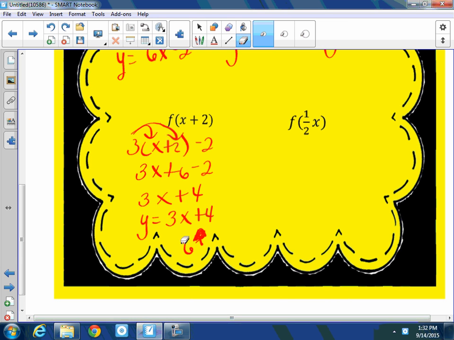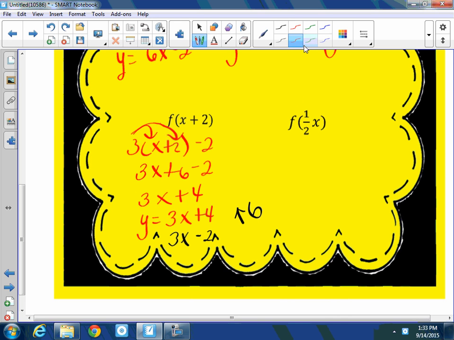I'm going to rewrite it at the bottom so you guys can see it. So what I mean by that is the mother function, I'm going to do it in black, was 3x minus 2. So the slope is the same, so these are parallel lines. But it used to be negative 2, now it's positive 4. So from negative 2 to positive 4 on the y-axis would be a shift up of 6.